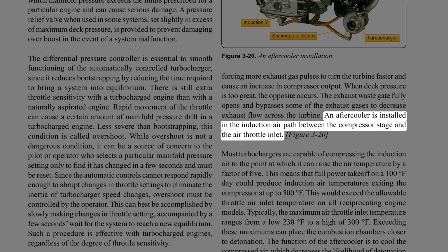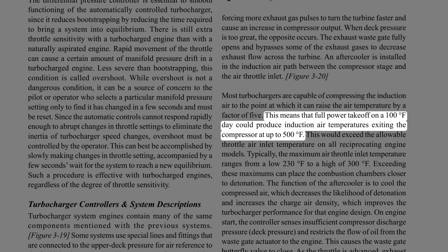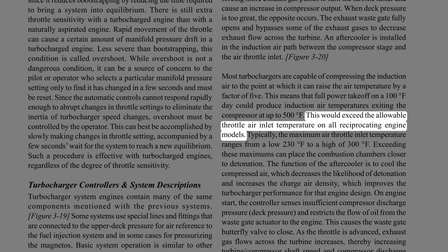An aftercooler is installed in the induction air path between the compressor stage and the air throttle inlet. Most turbochargers are capable of compressing the induction air to the point at which it can raise the air temperature by a factor of 5. This means that full power takeoff on a 100 degrees Fahrenheit day could produce induction air temperatures exiting the compressor at up to 500 degrees Fahrenheit. This would exceed the allowable throttle air inlet temperature on all reciprocating engine models.